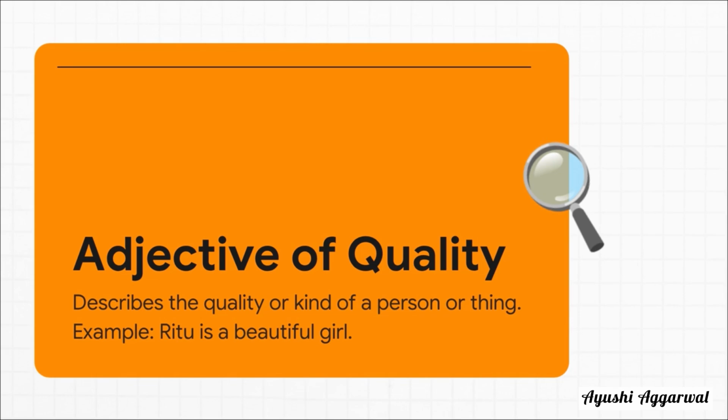The most common type you'll see everywhere is the adjective of quality. It's the one that answers the question what kind or kaisa hai. Ritu is what kind of girl? Beautiful. Ravi is what? He's smart. It just describes the quality.